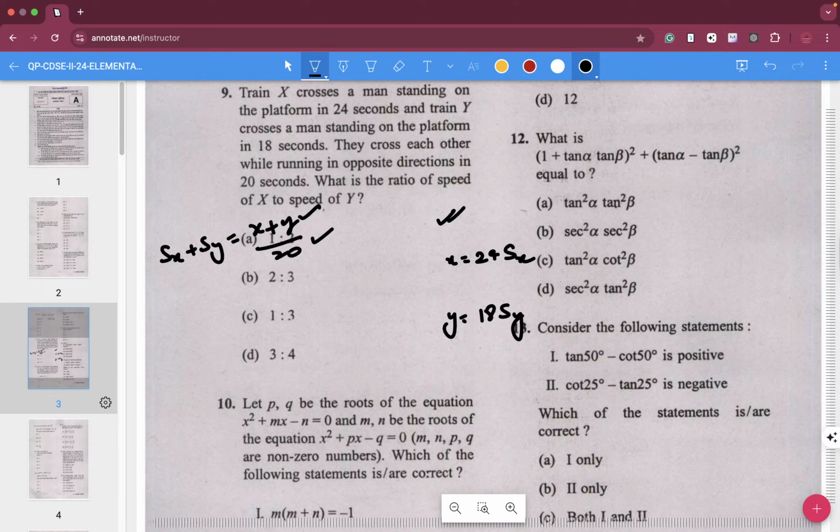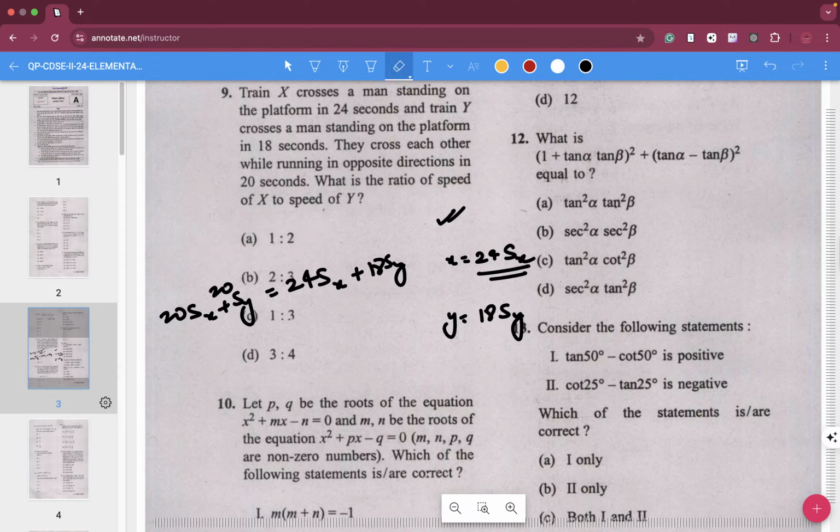So which means 20 into Sx plus Sy is equal to X plus Y. The value of X and Y gives 20 into (Sx plus Sy) is equal to 24 Sx plus 18 Sy. Is that what you have? So now let's just solve for it.